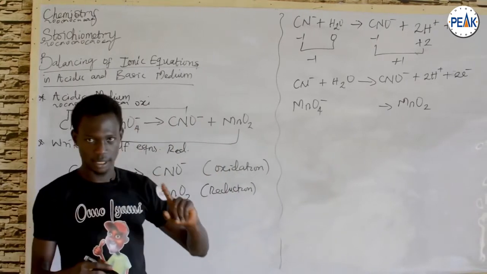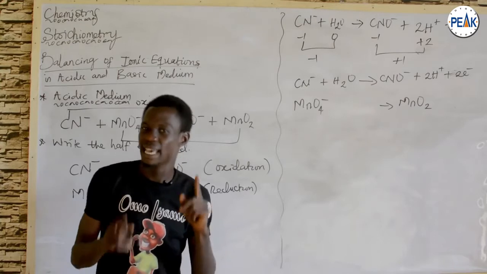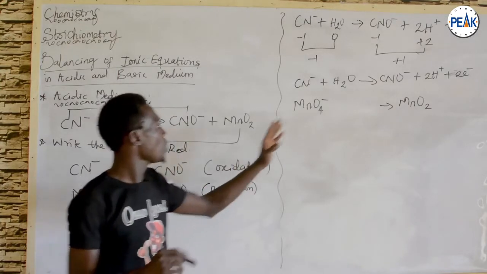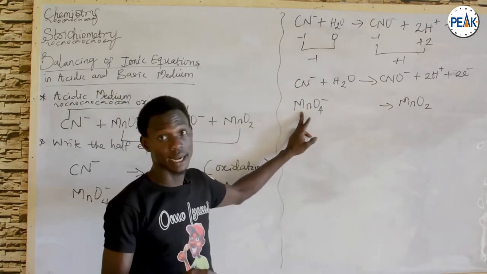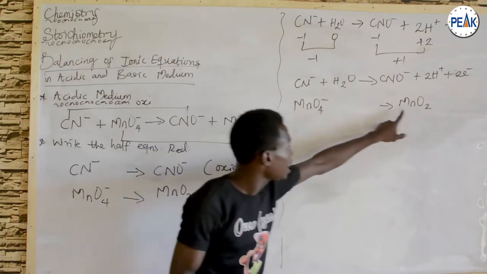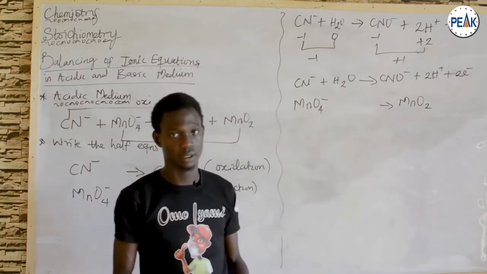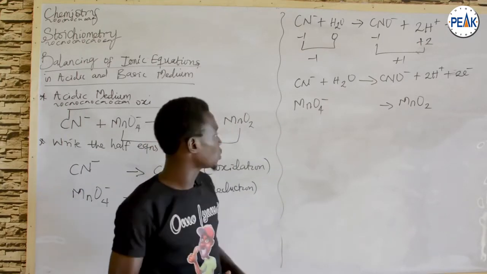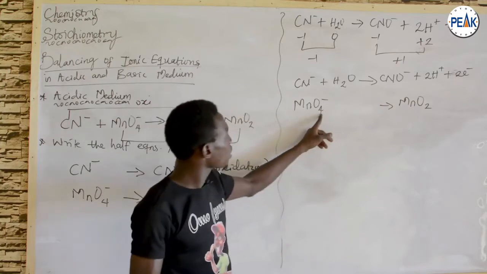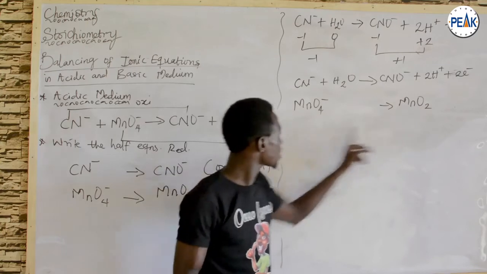Don't forget, the first thing to do is to balance every other element except oxygen. What's the other element here? Manganese. Manganese on the reactant side is just 1, and the manganese on the product side is 1. So manganese is already balanced. Now, how do I balance oxygen? How many oxygen do I have on the reactant side? 4. How many do I have on the product side? 2. Now, what's the difference? 2.